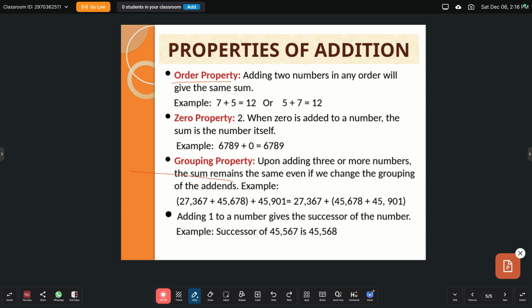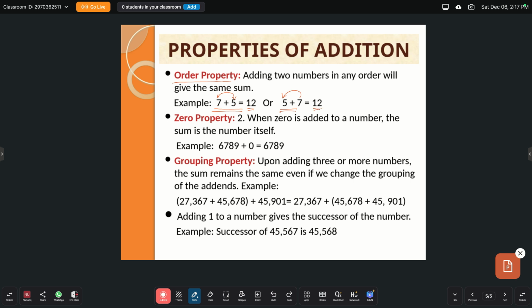See beta, for example, here I have two numbers. This is 7 plus 5. What is 7 plus 5 equal? It's equal to 12. Okay, now what if I add 7 to this 5? In the first case, I added 5 to this 7. In the second case, I'm just changing the order of these numbers. Here it was 7 plus 5. Now it is 5 plus 7. What is the answer? It is 12.